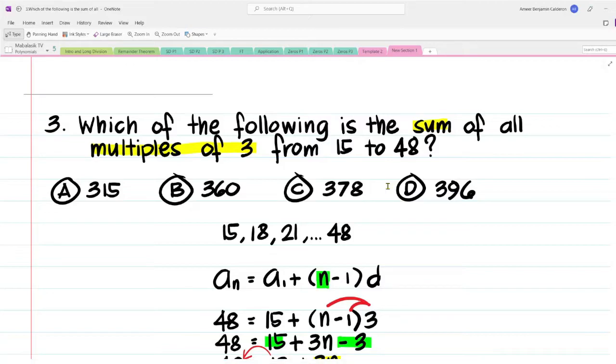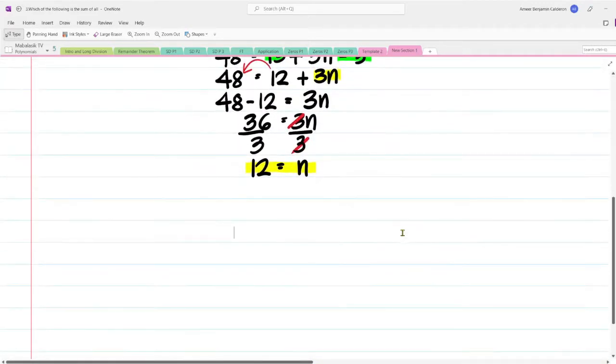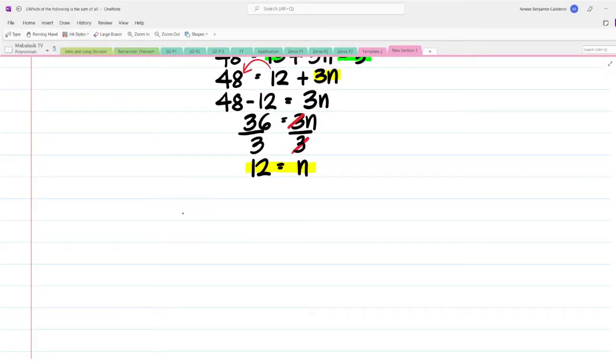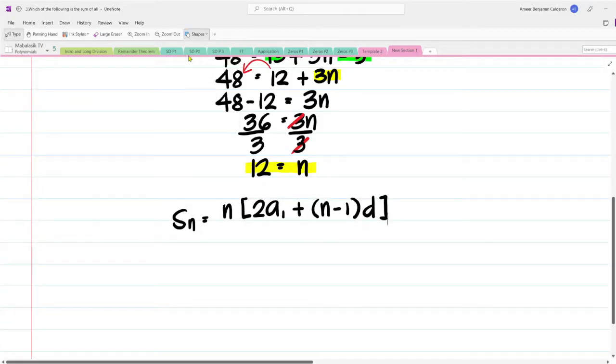The question now is, what is the sum of those 12 terms that are multiples of 3 from 15 to 48? So we can now use the formula for arithmetic series. That is S sub n equals n times the quantity of 2 a sub 1 plus the quantity of n minus 1 times d all over 2.